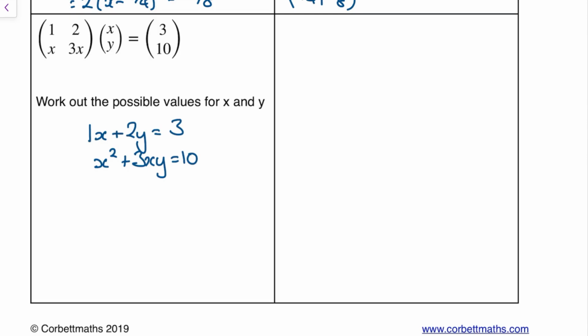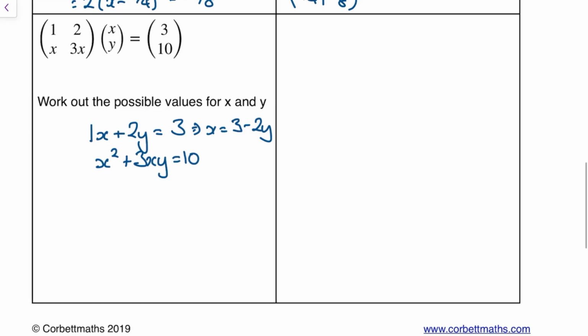I'm going to start with the linear equation. So I've got x plus 2y equals 3, which means I can turn this into x equals 3 minus 2y. Then switch it into down here. So it's going to be (3 minus 2y) all squared plus (3 minus 2y) times y is equal to 10. This question looked a lot easier than it was when I started to carry on, but let's carry on anyway.